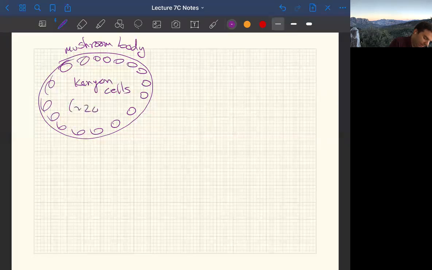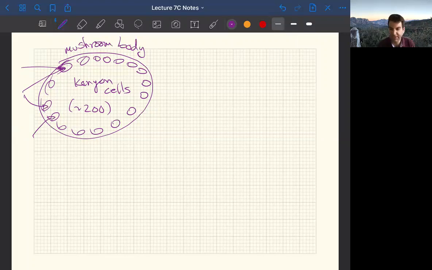And there's about 200 of them. And we've got these projections from all of these different glomeruli. And then these Kenyon cells, and I saw a question here: do the bees have their own idea of what coffee smells like? So that's an interesting question.